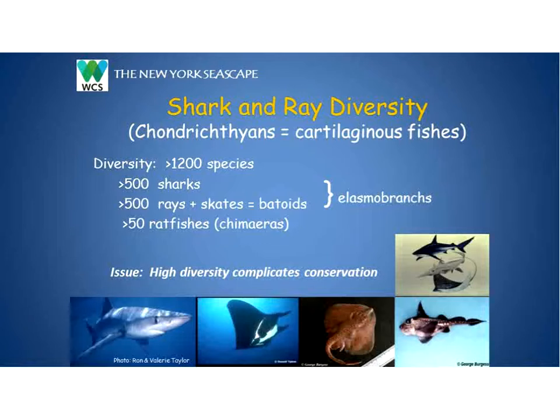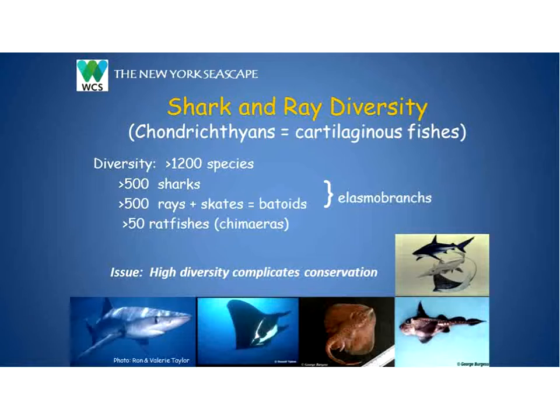And when we talk, you're going to hear me maybe use the word elasmobranch, and this is something that's becoming more and more common in the lexicon. Elasmobranchs refer to sharks, skates, and rays together. And then there's a separate group of animals which I will not talk much about, which are the ratfishes, or what are also known as chimeras.